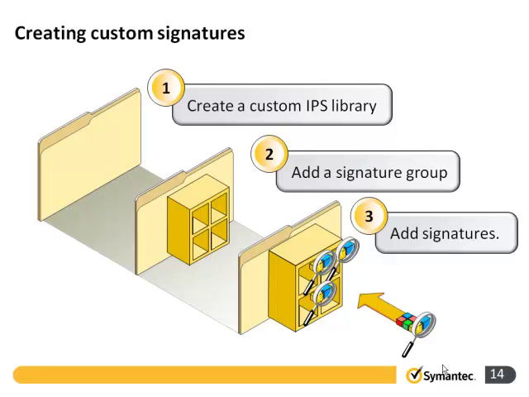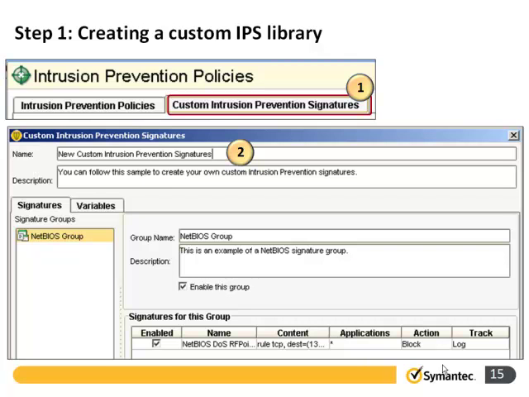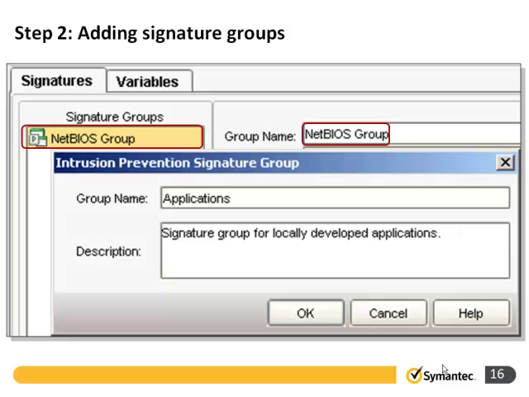So what do we need to do to create the custom signatures? Well, you need to create an IPS library to store them in, first of all. Then we add the signature group, and then add the signatures. So let's do that. We'll create the custom IPS library. We go to the Intrusion Prevention Policies page and the Custom Intrusion Prevention Signatures. Here we've created a library, and we're adding in the particular signature into the group, the Net Bias group. There's our Net Bias group that we've added the signature to.